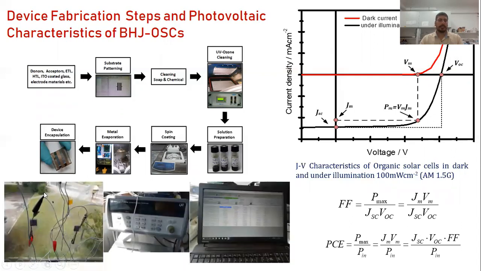And then this is the setup, the present setup. We can measure the photovoltaic performance in the presence of sunlight. And these fill factor, efficiency, JSC, VOC are called the photovoltaic performance parameters.